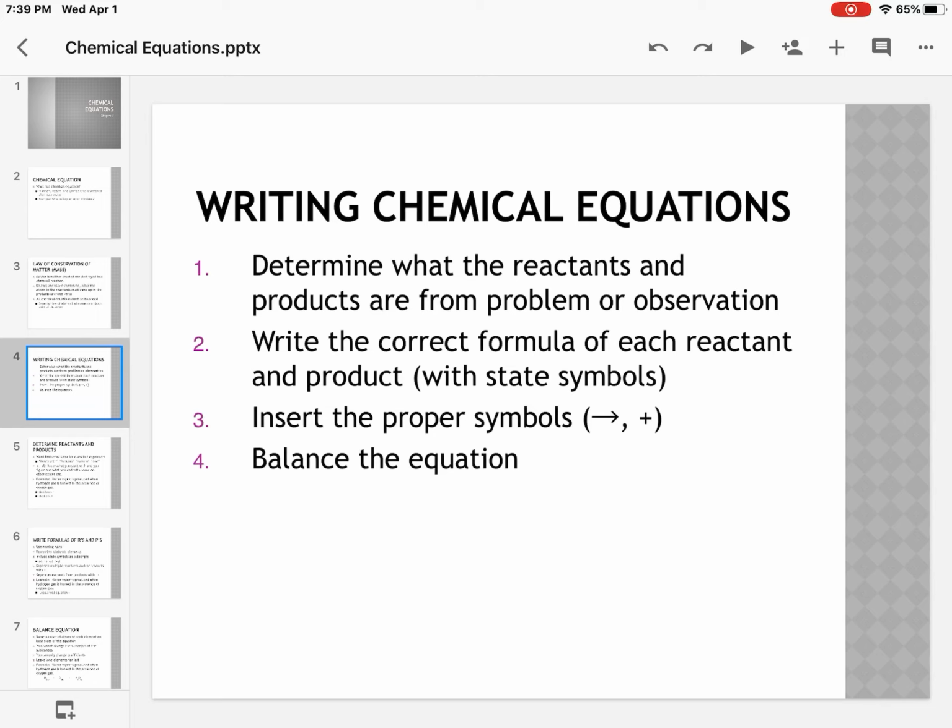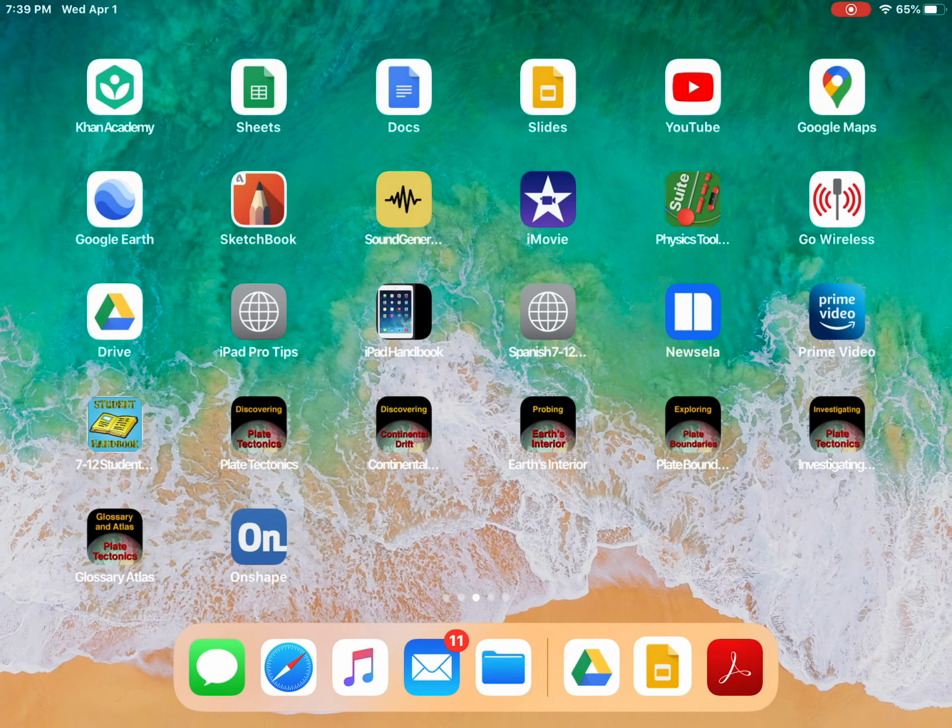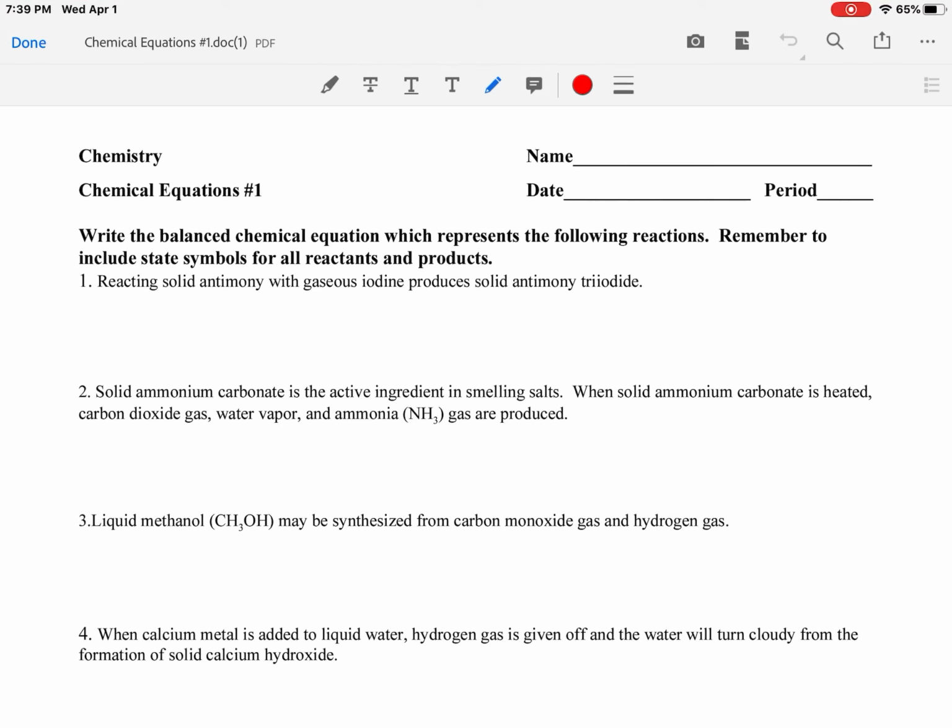We need to insert the proper symbols. Plus signs separate multiple reactants and multiple products, and the arrow separates the reactants, generally on the left, from the products. The arrow points to the products on the right. And then lastly, of course, we have to balance the equation, which, as you recall, means we have to have the same number of atoms of every single element on both sides of the equation. Everything that we start with, we have to end with, and everything that we end with, we have to have started with.